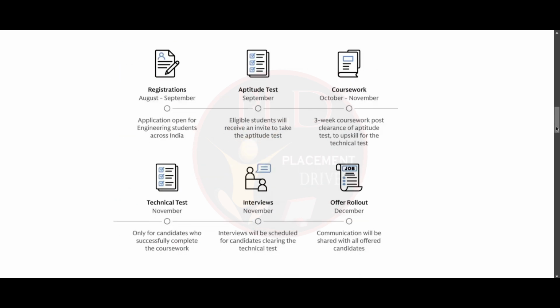Now, let's see the process and timeline. The registrations will happen in August to September, and then you will have your aptitude test in September, and you will have a 3-week coursework post-clearance of the aptitude test to upskill for the technical test. That will happen in October to November.